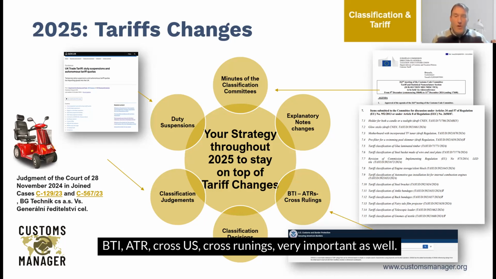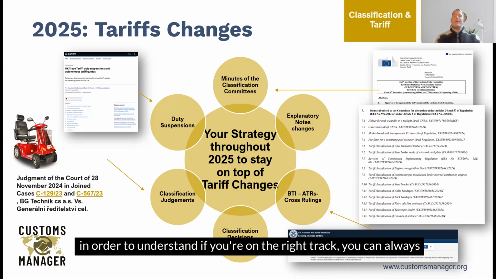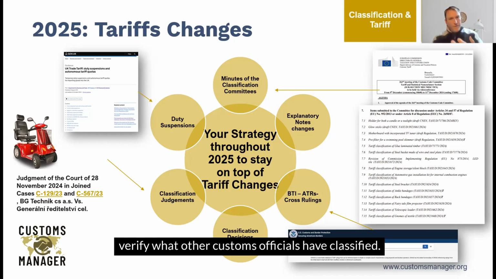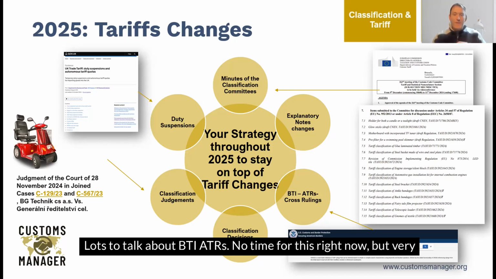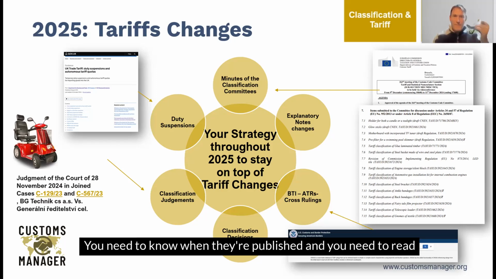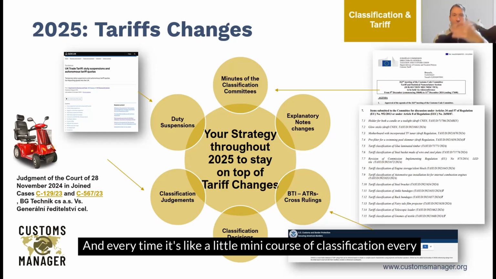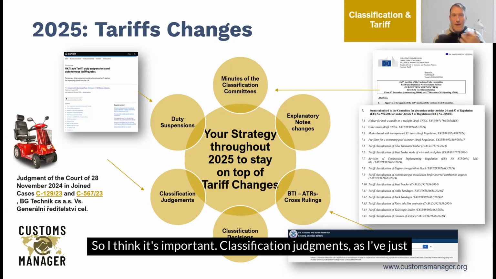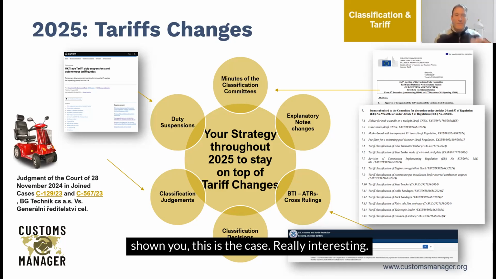BTI, ATR, cross-rulings are very important as well. In order to understand if you're on the right track, you can always verify what other customs officials have to classify. Lots to talk about BTI, ATRs, no time for this right now, but very important part. Classification decisions, I already gave you 2 examples. You need to know when they're published, and you need to read them and understand the logic. And every time, it's like a little mini course of classification every time you read that. So I think it's important. Classification judgments, as I've just shown you, this is the case, really interesting.